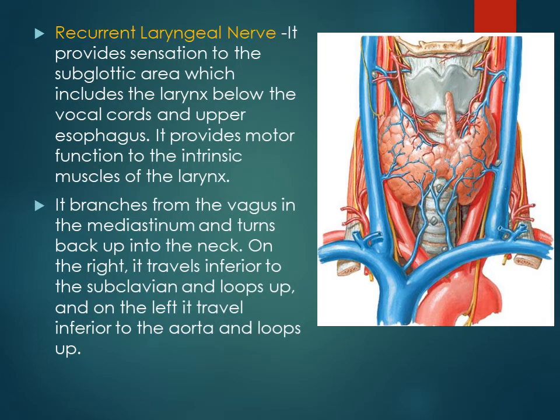The recurrent laryngeal nerve gives sensation for the larynx below the level of the vocal cords, the subglottic area mainly, also for the pharynx and the esophagus. It also provides motor function to the intrinsic muscles of the larynx. The right side enters the mediastinum, turns back into the neck, and travels inferior to the subclavian and loops up, and the left side passes inferior to the aortic arch and loops up.